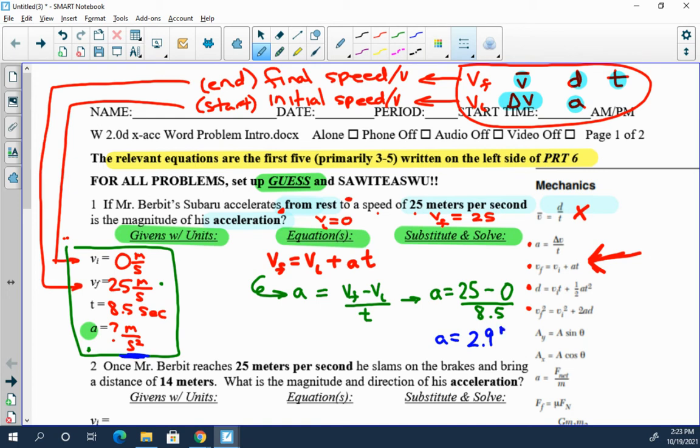Acceleration is meter per second squared. If you were unsure what the unit would be, that's a good reason to put your units up here. Meter per second over second. And we've done that before. Meter per second over second, keep change flip. It's meter per second times 1 over second. It's meter per second squared.